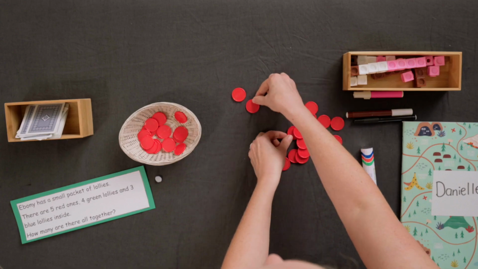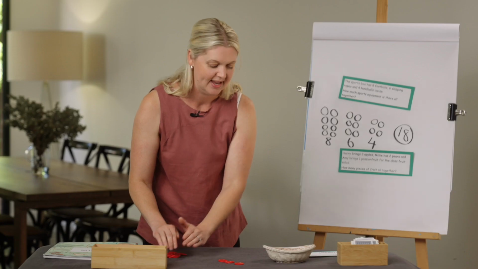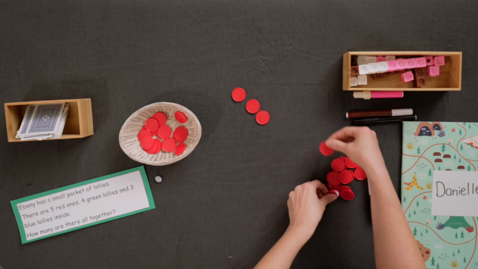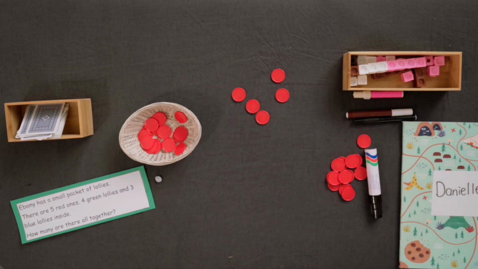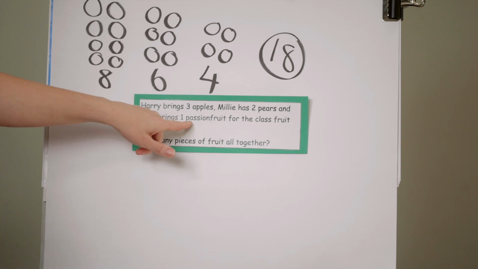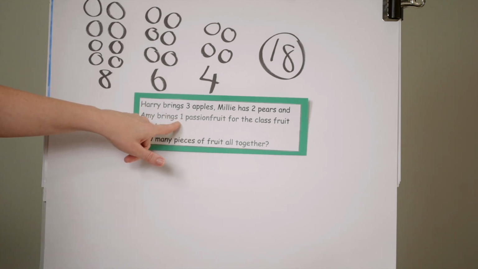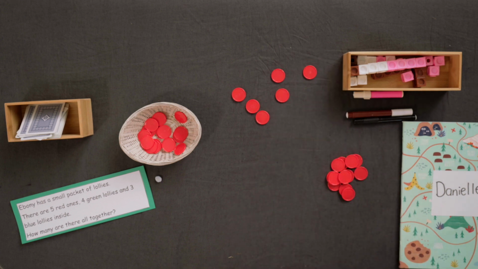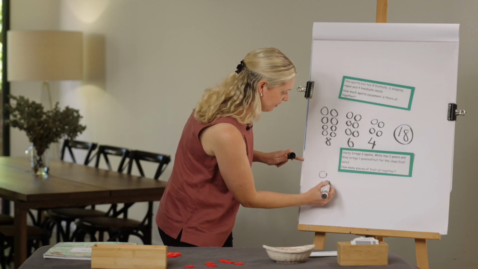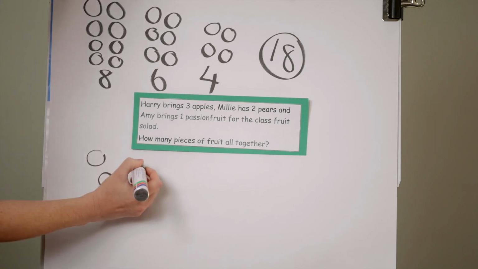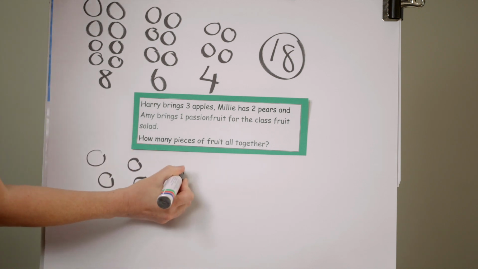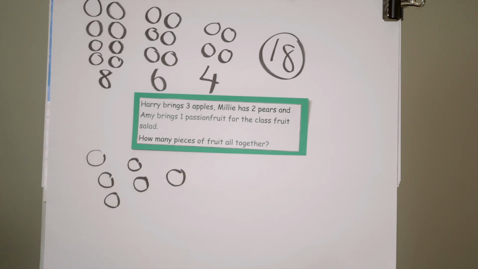There were 3. 1, 2, 3. Now, the pears, there were 2. 1, 2. Now, our passion fruit, and there was 1. I'm going to record this now. 3 for our 3 apples, 2 for our 2 pears, and 1 for our passion fruit.